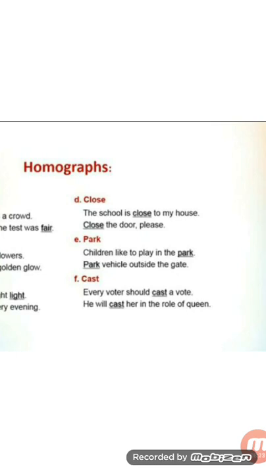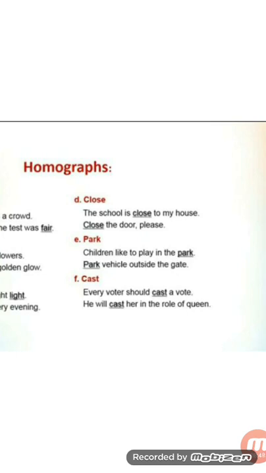Next, park. Everybody is familiar with the park. That is a garden, बागीचा. Children like to play in the park. है ना, सबको पता है park. And the second one, park vehicle outside the gate. Understood children? I did not get the place to park my vehicle. Okay, यहाँ park करना, लगाना गाड़ी को. Okay, to settle. Next, cast.